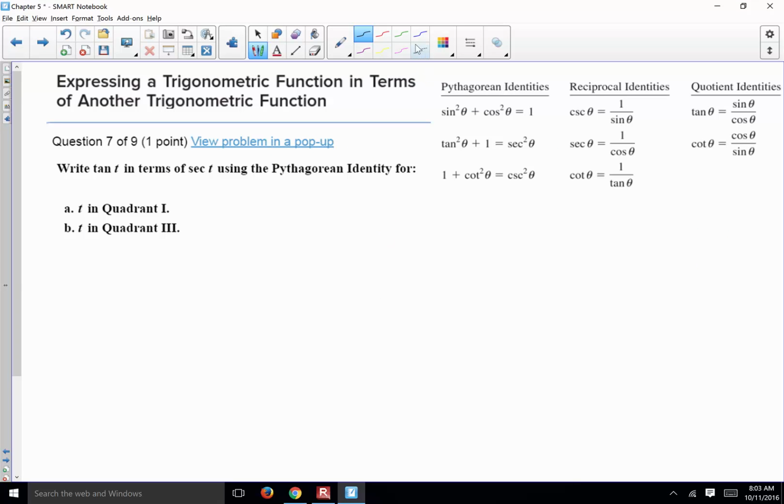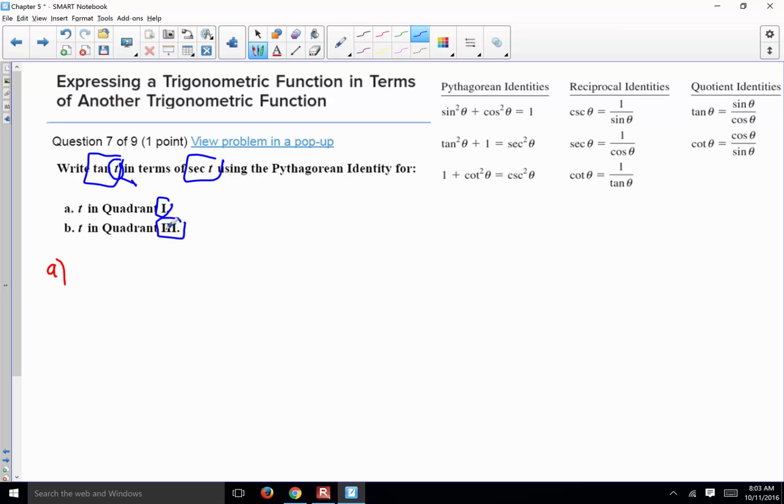Alright, what is the question here? You are going to write tangent in terms of secant. Turn tangent into secant using one of the identities here. I don't know which one, you need to pick one. However, there are two parts. In part A, you are going to consider this angle in quadrant 1. In part B, you are going to consider it in quadrant 3. Why should I care about what quadrant that t is in?